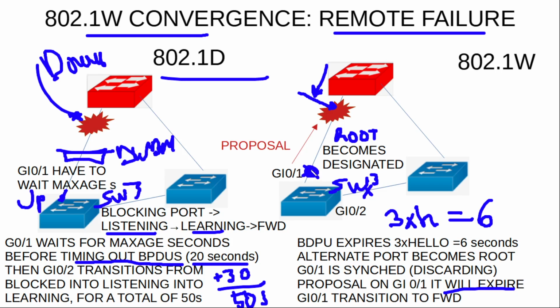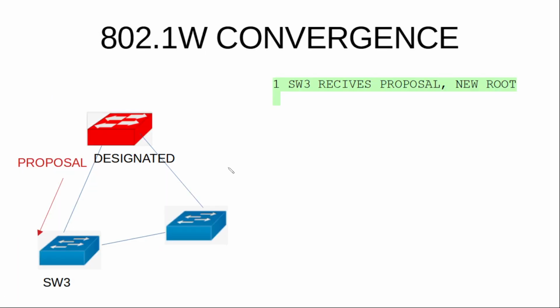Then we are going to place these two ports into forwarding state. This becomes the root, and this stays as designated. In this case, this process is quite fast, so we can say that this process goes from 6 to 7 seconds. Compare that with 50 seconds in the original spanning tree protocol.